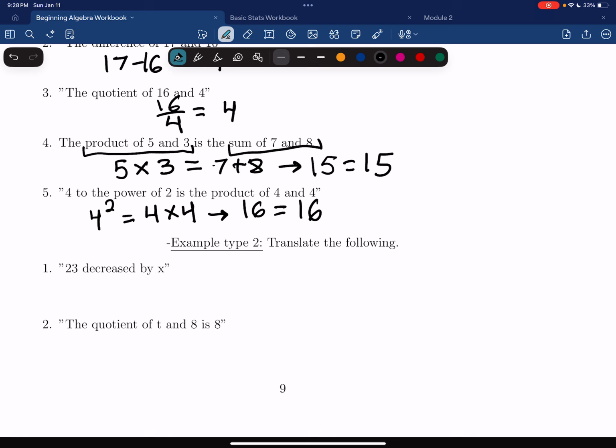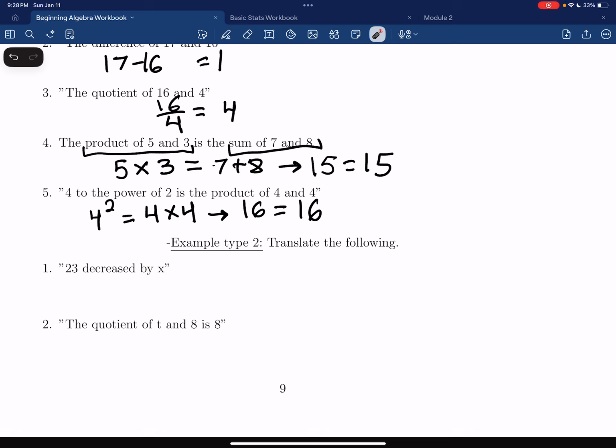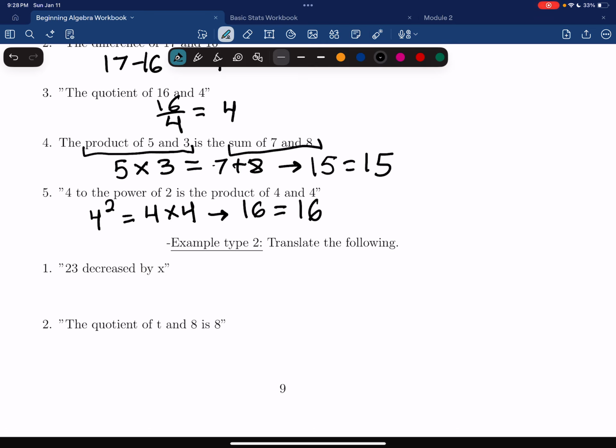Now, looking at example type 2, in these problems we're just going to be translating verbal expressions into expressions that we can see on paper. So, 23 decreased by x. That means we're going to take the value of 23 and decrease that value, or subtract from it, whatever x happens to be.